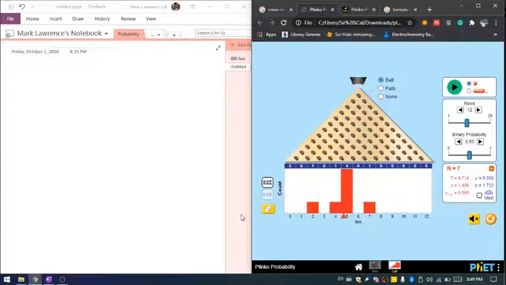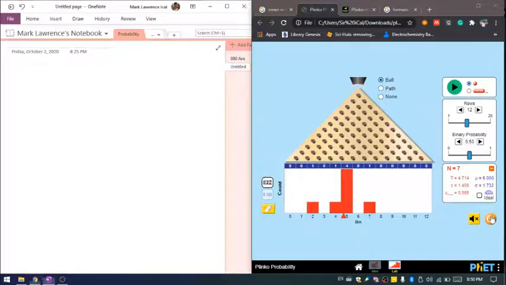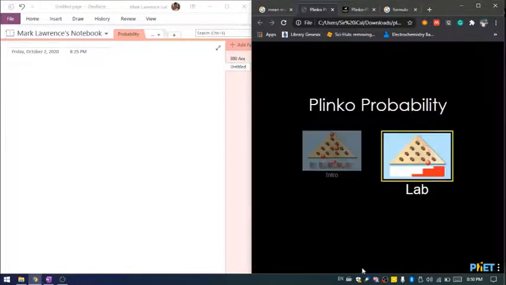So as I promised, we're going to play the game Plinko. But why are we going to play Plinko? We're not just playing Plinko for the sake of playing a game, really. There are a lot of things that are happening inside the Plinko. Now, let me reset this one. So, this is a Plinko probability.